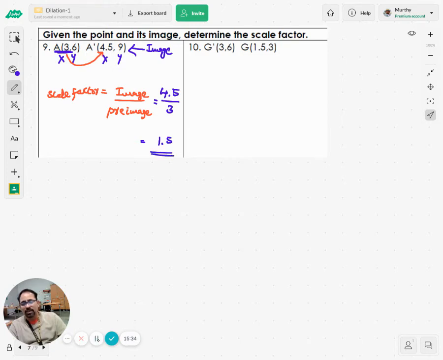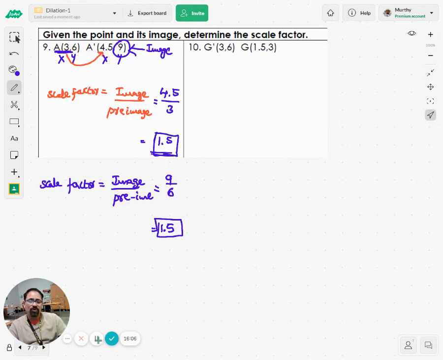Or else the same condition can be used, but this time instead of x, I'm taking y values. Again, image over pre-image. Image means the end result, so here I'm taking 9 over, then y value of pre-image is 6. As I told you before, use calculator, 1.5. So if you compute for x value or if you compute for y value, you'll end up with the same result. Let's take the next one.